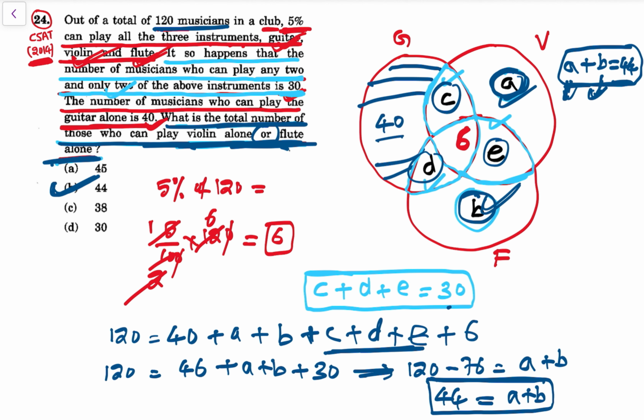So this is a question based on a Venn diagram, a question on three attributes. We have covered this topic extensively under the CSAT FIT course.